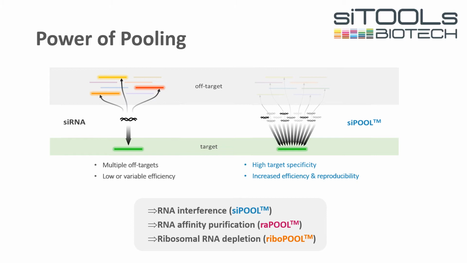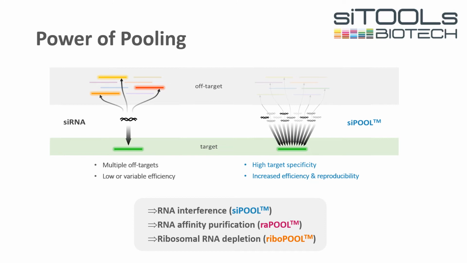How we as siTOOLs Biotech conquer the off-targeting effect is we have a high complex pool of siRNAs in one product, the siPOOL. Each siPOOL consists of 30 siRNAs, each having a different seed sequence and targeting the entire target transcript.